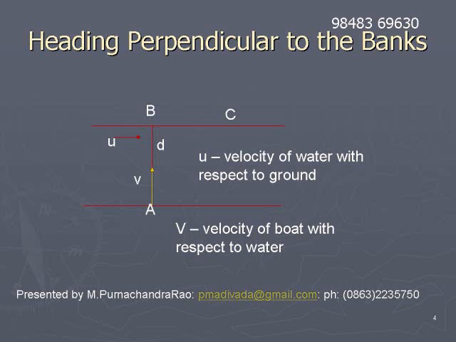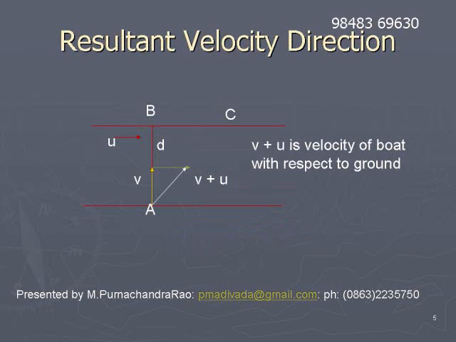It is represented as u is equal to velocity of water with respect to earth. V represents the velocity of boat with respect to water. Then v plus u represents the velocity of boat with respect to earth.